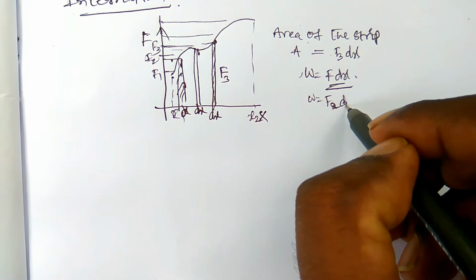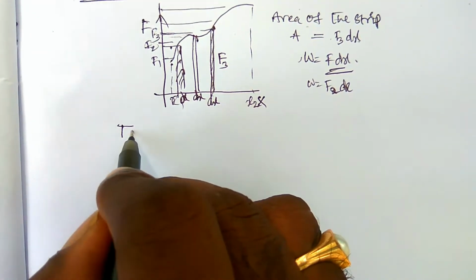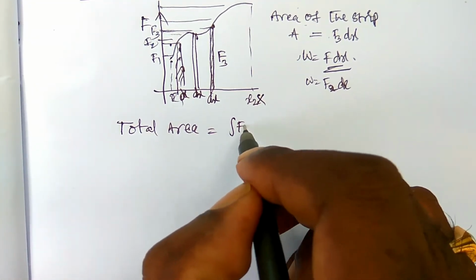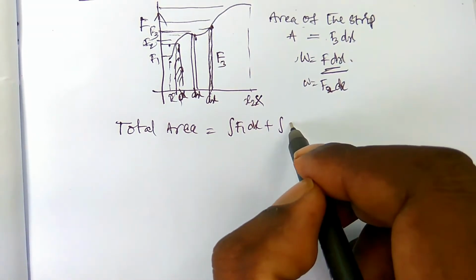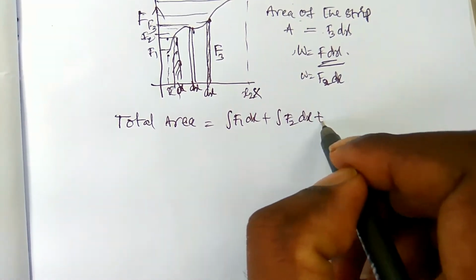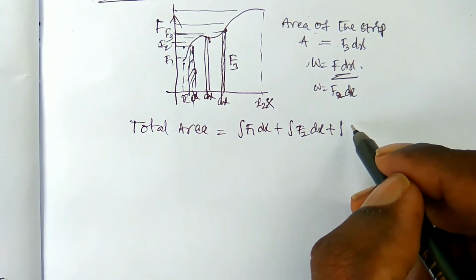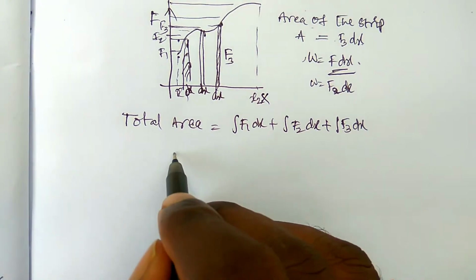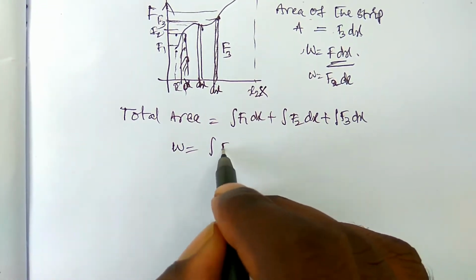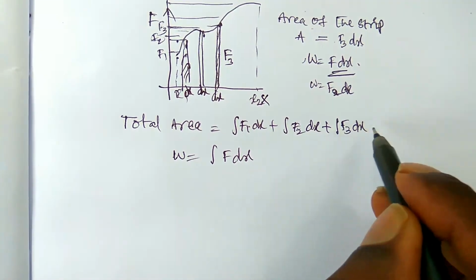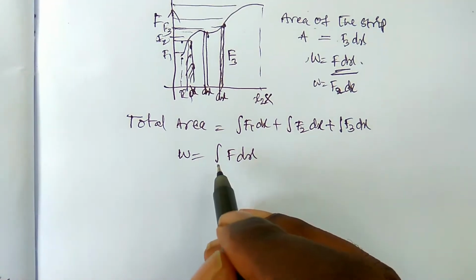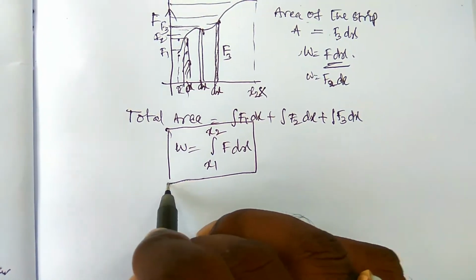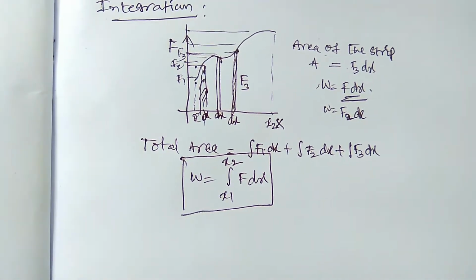Here the total work done, or the total area, is equal to the integral of f1 dx plus the integral of f2 dx plus the integral of f3 dx. Okay, the total work done W is equal to the integral of f dx, where f is f1 plus f2 plus f3 and so on, giving us the total force. That is from x1 to x2. So this is the work done we have to find here. Okay, so this is the integration method.